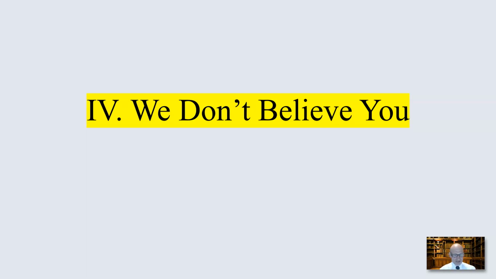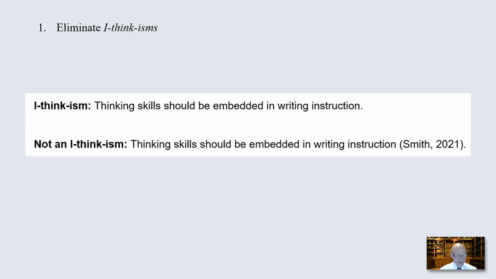The fourth thing here: we don't believe you. What? No, we don't. We don't believe you. Let me unpack that. In your writing, you want to eliminate I thinkisms. That's a declarative statement without any supporting evidence. An I thinkism: thinking skills should be embedded in writing instruction.